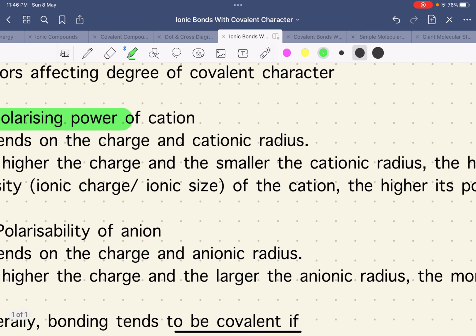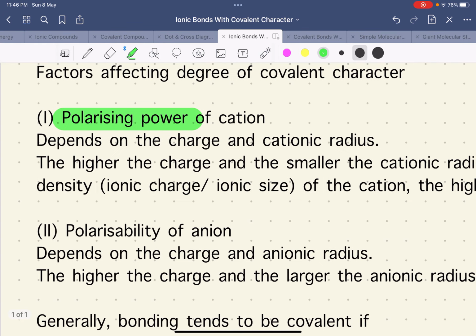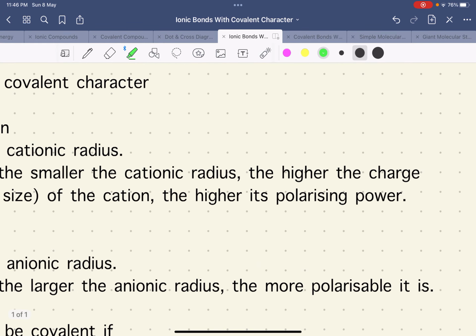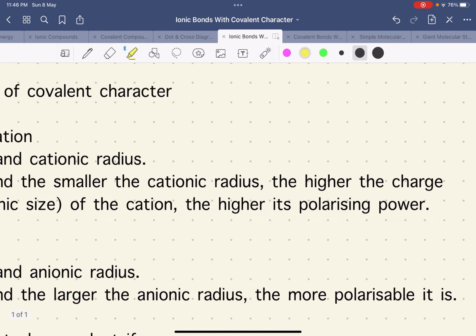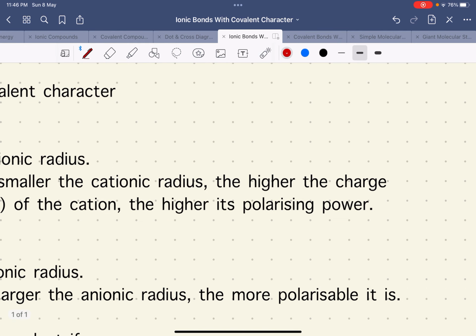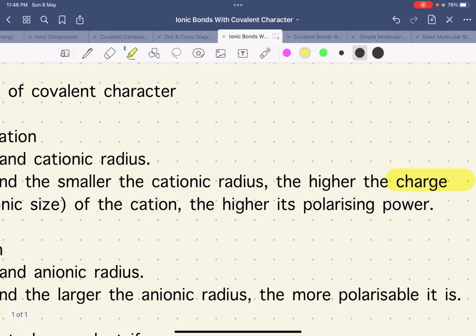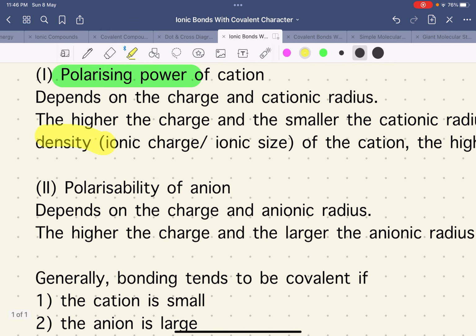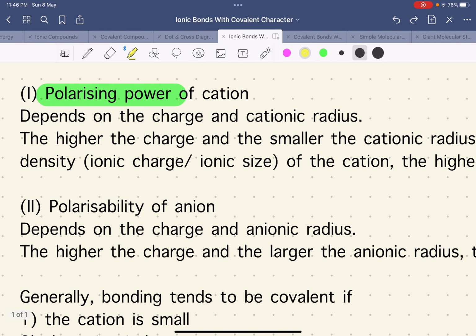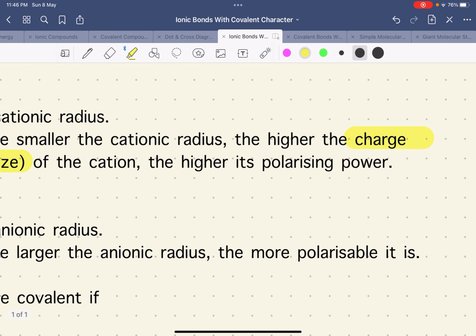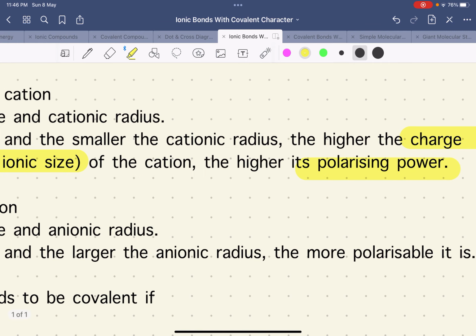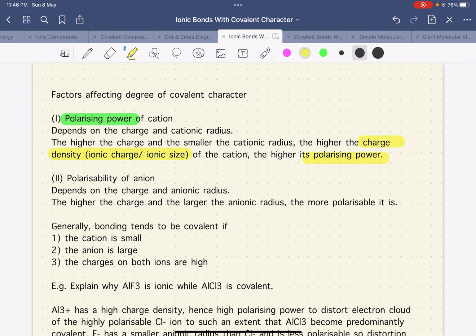The higher the charge and the smaller the cationic radius, the higher the charge density. So basically, what relates to the polarizing power is the charge density. The higher the charge density, the higher the polarizing power.